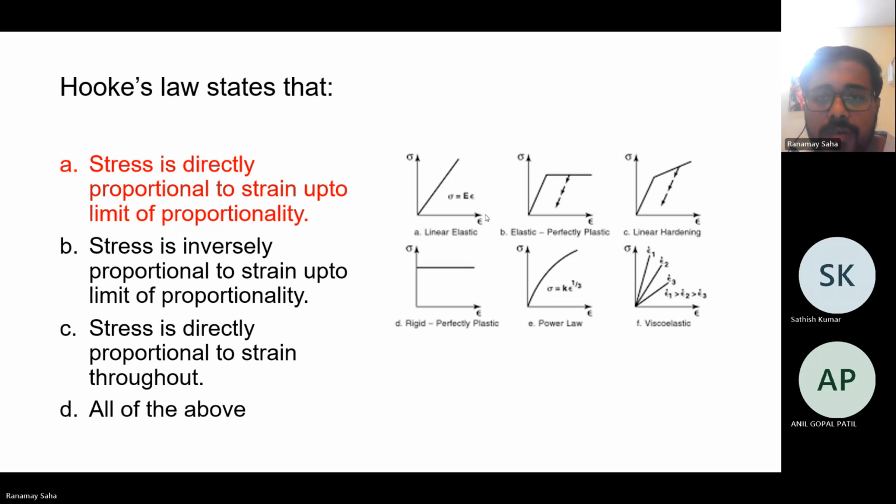So elastic materials, in which the plastic deformation happens linearly with respect to application of load. Then linear hardening, in which there is a strain hardening process in the plastic deformation region. You have a rigid, perfectly plastic material. Then you have the power law, in which there is a non-linear variation of stress and strain during material loading.